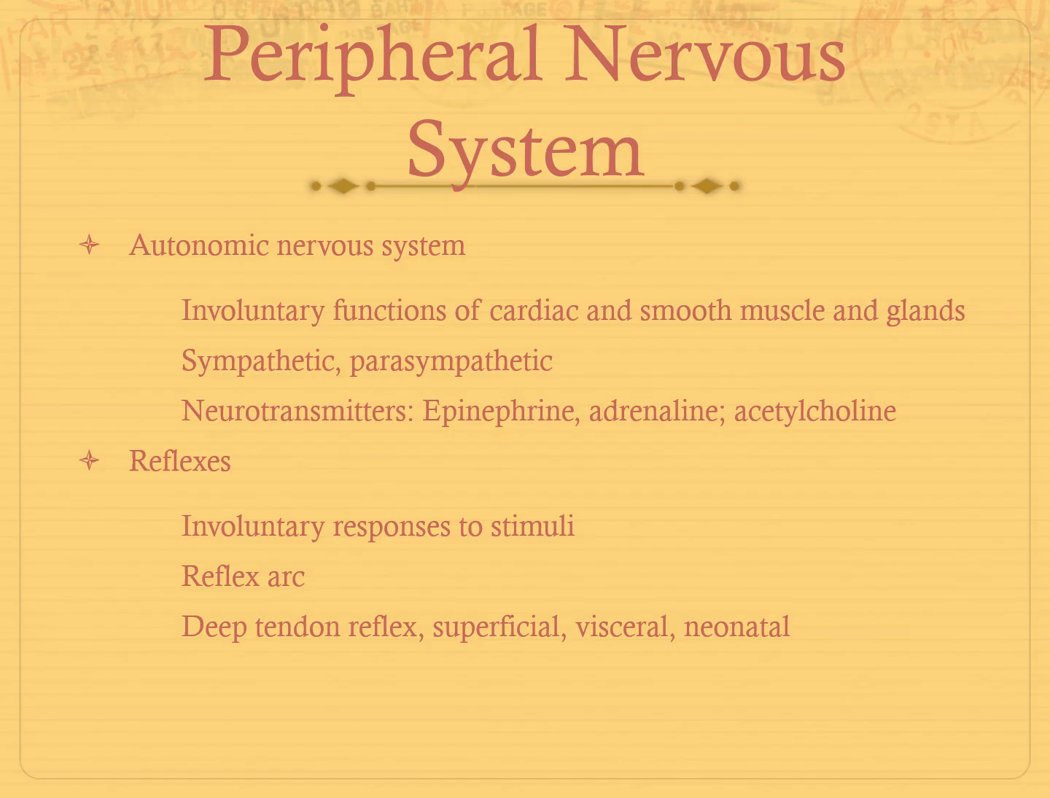Then we have visceral reflexes, which regulate internal organ function. So pupillary constriction in response to light, bladder emptying, blood pressure regulation, GI motility. Many of these occur automatically through the autonomic nervous system.